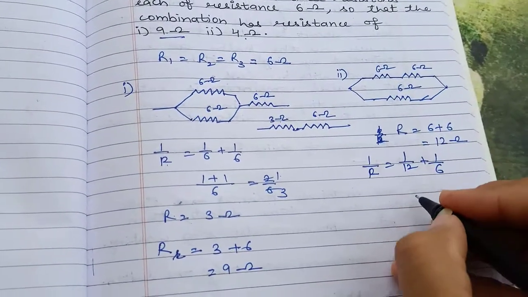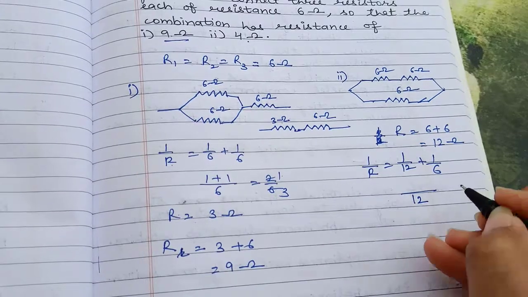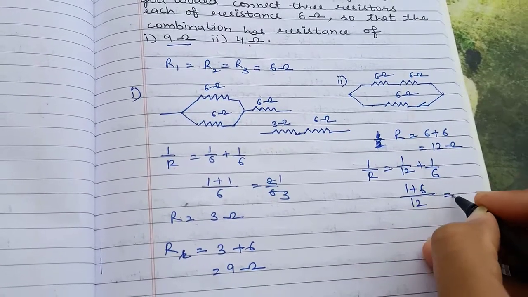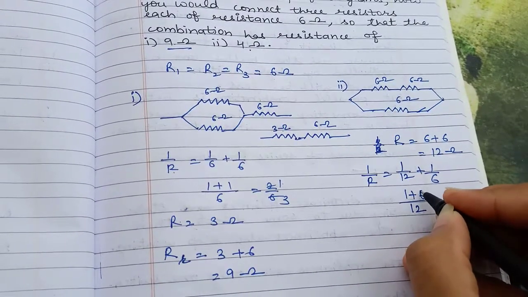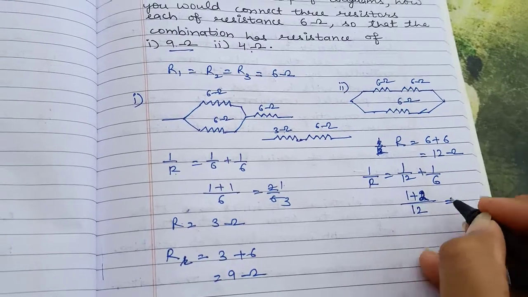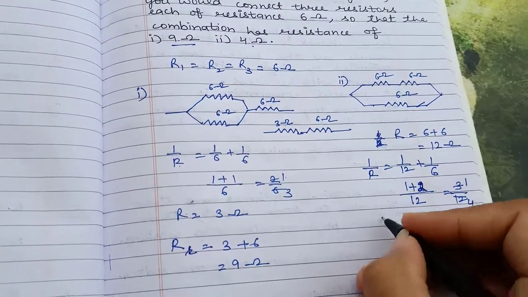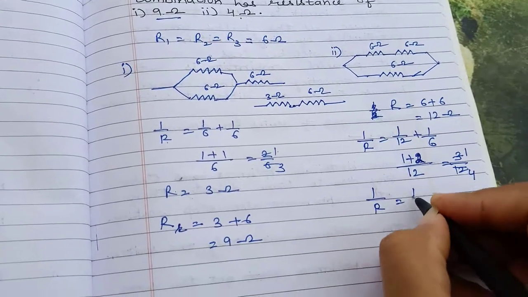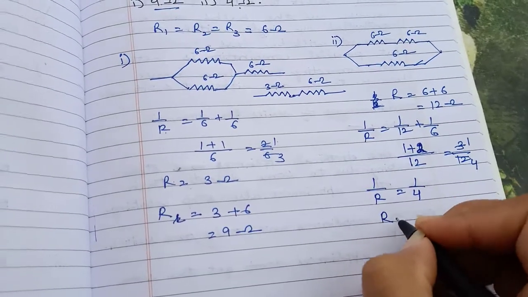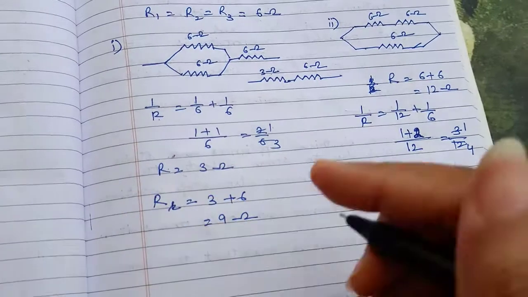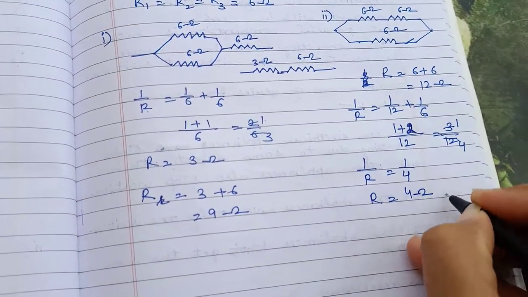1 by 12 plus 1 by 6, LCM will be 12. So 1 plus 2, 6 2s are 12, 3 upon 12, 3 1s are 3, 3 4s are 12. So we get 1 by r is equal to 1 by 4, or by taking the reciprocals on both sides, we get r is equal to 4 ohm.